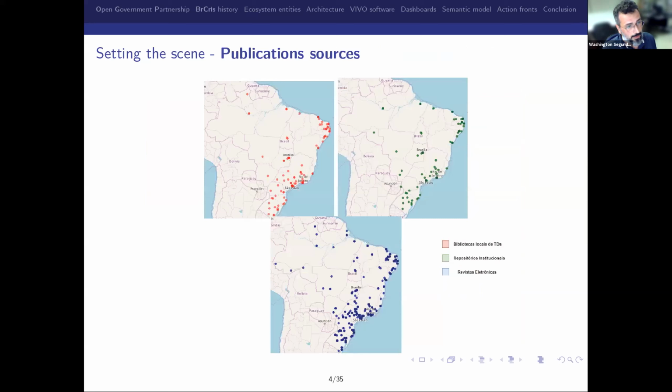And this is aggregating a lot of Brazilian sources spread among the Brazilian territory. The three types of sources exposed in this picture are the local digital libraries of theses and dissertations, the institutional repositories, and also the journals. The blue one are the journals, the red one are the digital libraries of theses and dissertations, and the green are the institutional repositories.